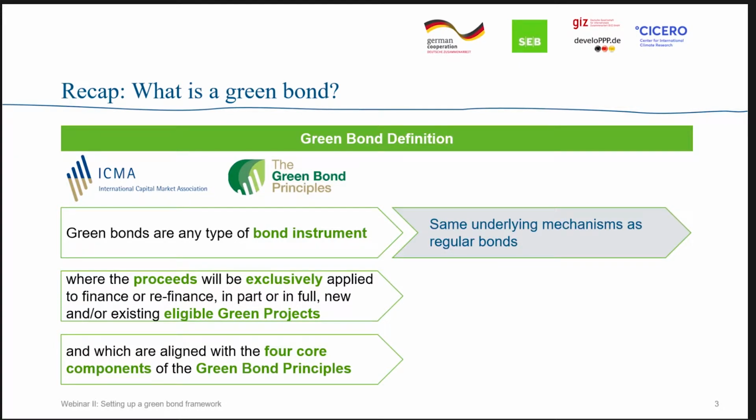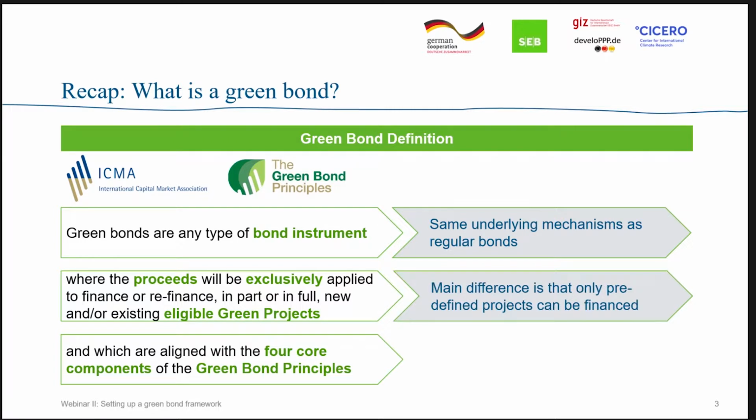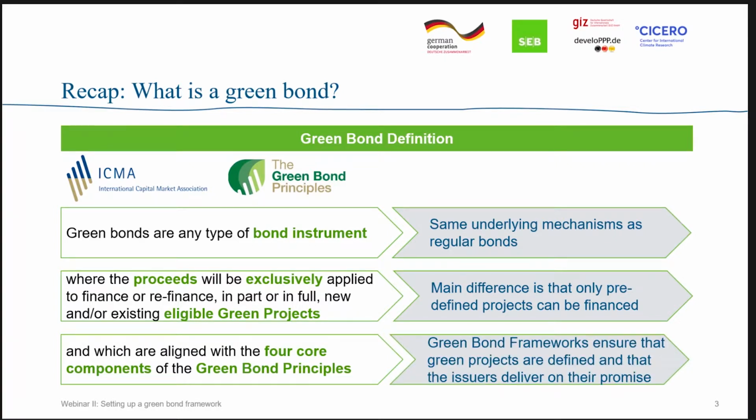Let's unpack this definition though. Green bonds share the same underlying mechanisms as regular bonds in terms of process between issuers and investors, pricing, tenor, and secondary trading. The main difference is that only predefined projects leading to an environmental benefit can be financed. For example, a property development company can raise a regular bond to finance all types of properties and day-to-day operations. However, a green bond can only be used for predefined projects with an environmental benefit, such as for properties with 30% less energy use than the national average, or that meet certain green building certifications.